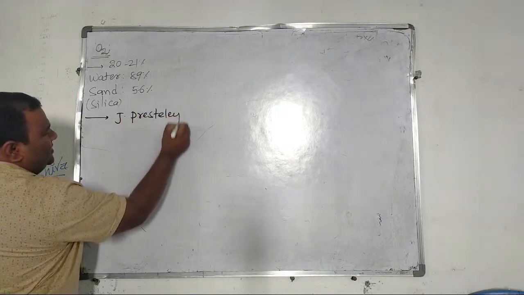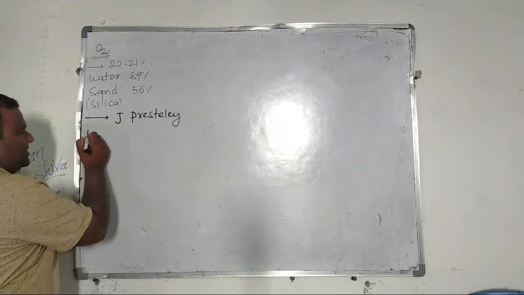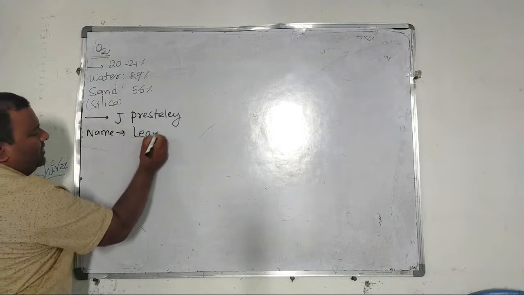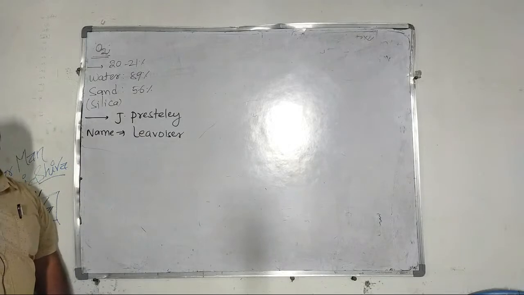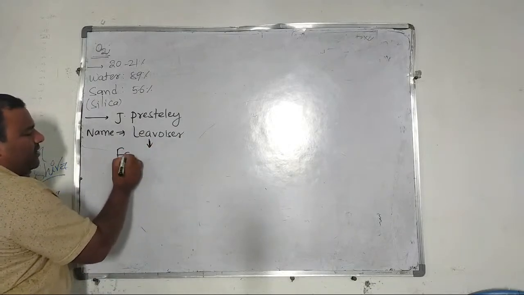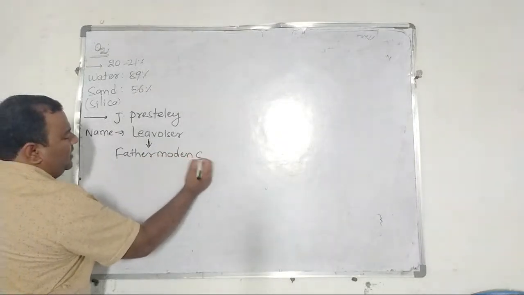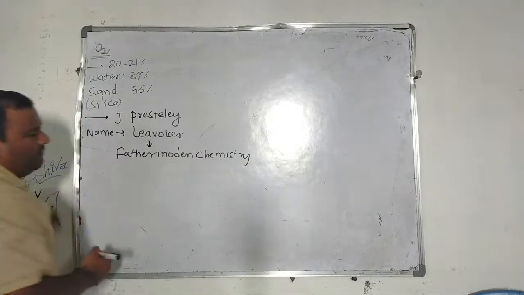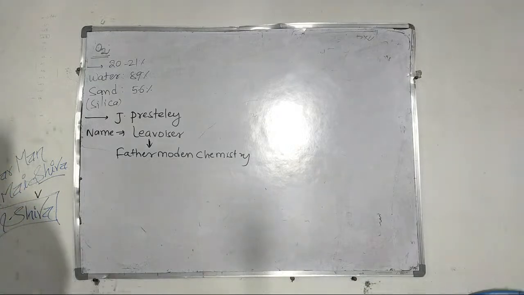Oxygen was prepared by Joseph Priestley, and the name oxygen was given by Lavoisier. He is also called the father of modern chemistry. Father of modern chemistry. You know the father of chemistry, who is it? Father of chemistry, father of mathematics.